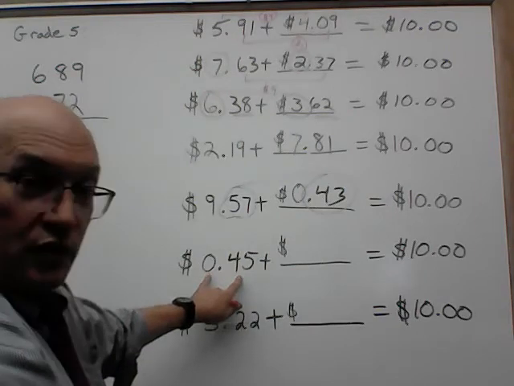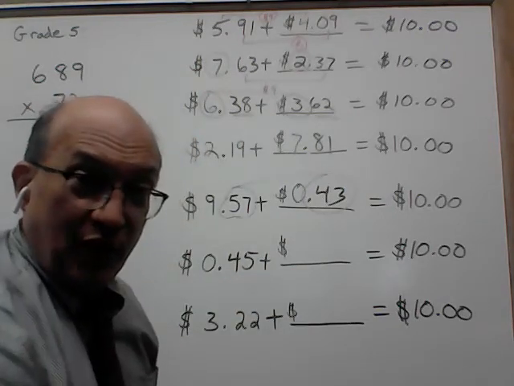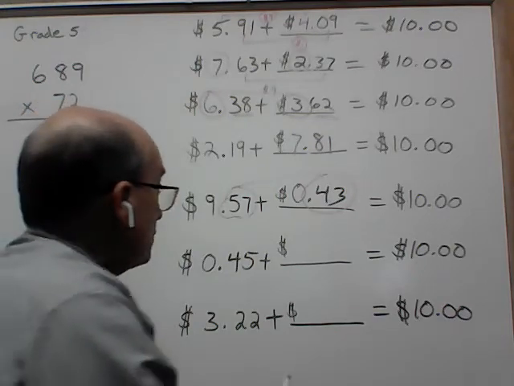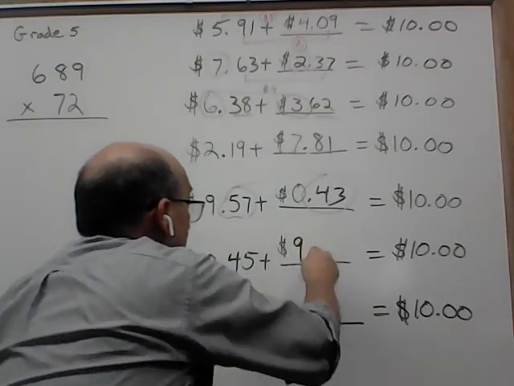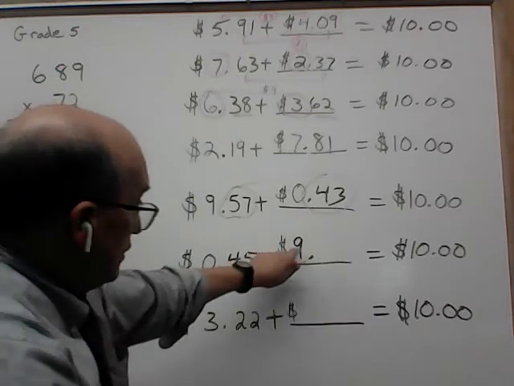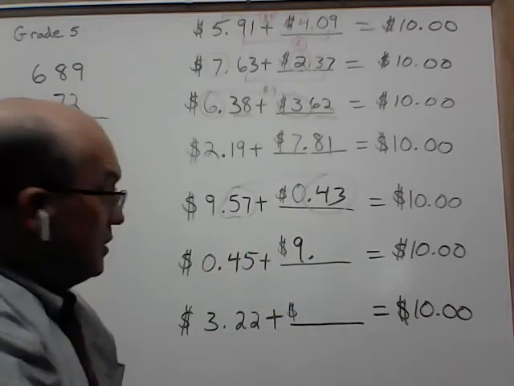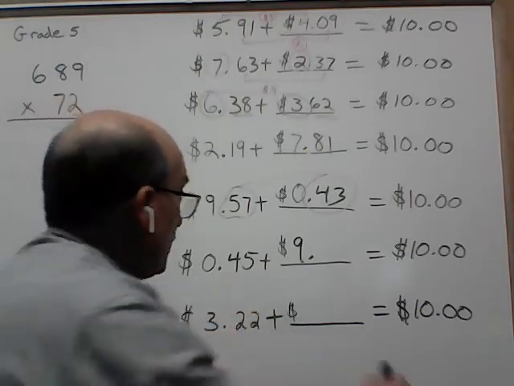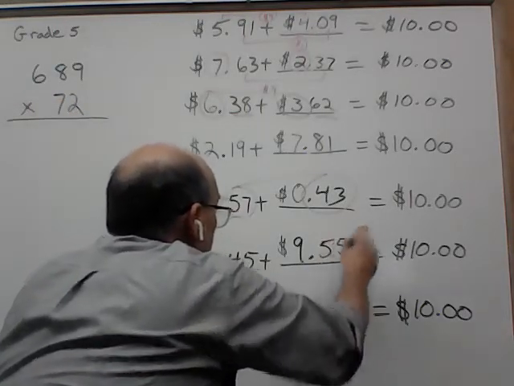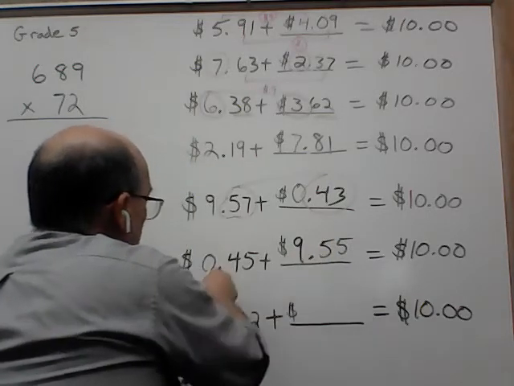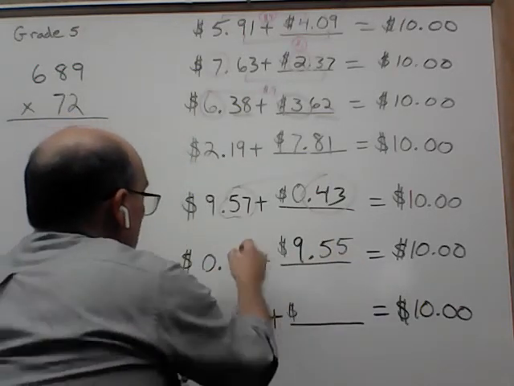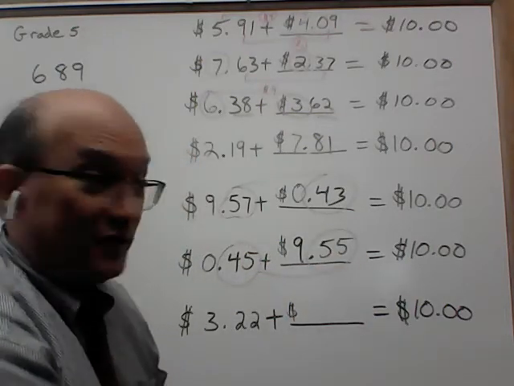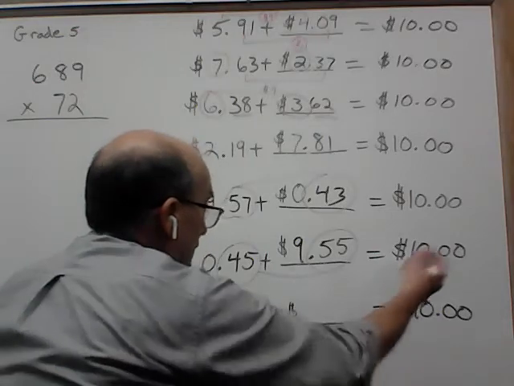Oh, this is sort of the reverse situation. You only spent 45 cents and you pay with a $10 bill. You're going to get back $9 plus some cents, right? You got $0 here, so you're going to get back $9. We need another dollar. Well, you spent 45 cents. What do you add to 45 to get 100? 55, right? So there's $9 plus $0 is $9. 45 cents plus 55 cents is the other dollar. $9 plus $1 is $10.